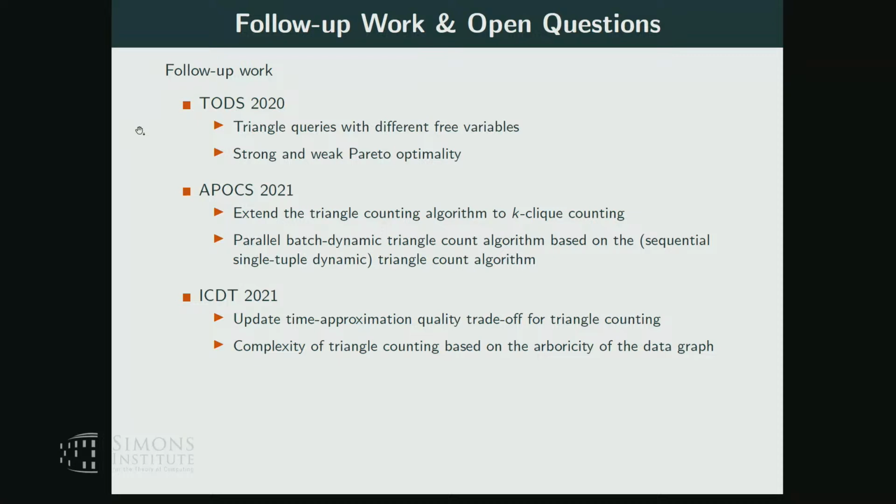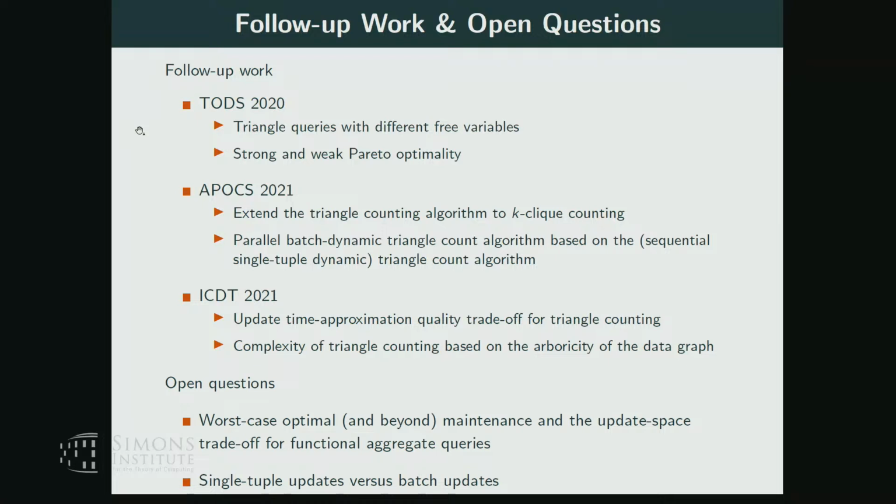There is also, from the algorithms community, an extension of this algorithm to k-clique counting and to a parallel batch-dynamic triangle count algorithm based on our algorithm. And then in 2021, there was also, by I think Yufei Tao, an extension to look at update time and approximation quality trade-offs for triangle counting, where they looked at the complexity of triangle counting based on some property of the graph called arboricity.